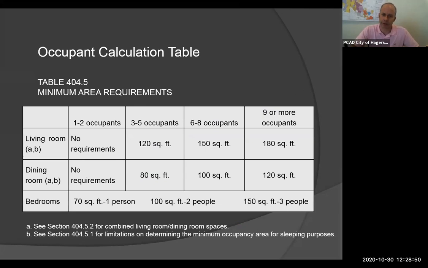And like I said, for 1 and 2 occupants, we do not have a living and dining requirement, but there is the requirement for bedroom sizes. So for 1 person, you would need at least 70 square feet. And for 2 people, you would need at least 100 square feet to meet the minimum square footage required for a bedroom if you had no living and dining space.